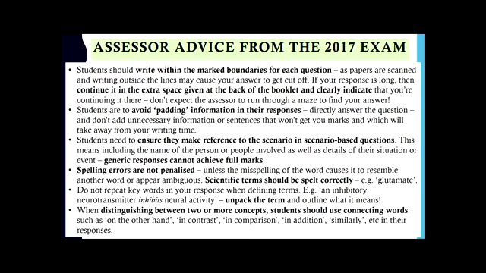Students should write within the marked boundaries for each question. When you get your exam paper, usually it will have two areas blacked out that say do not write on this page. Naturally, you would not write there, but people still wrote on that page last year. Some students actually tried to write in that section.